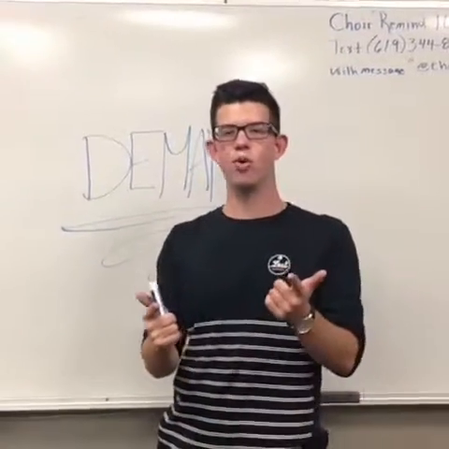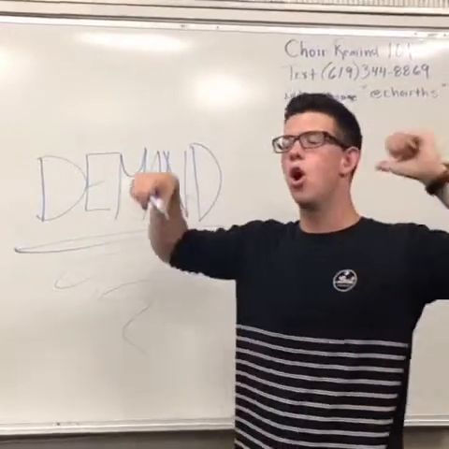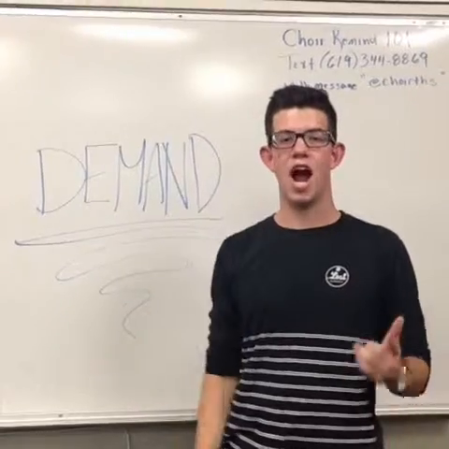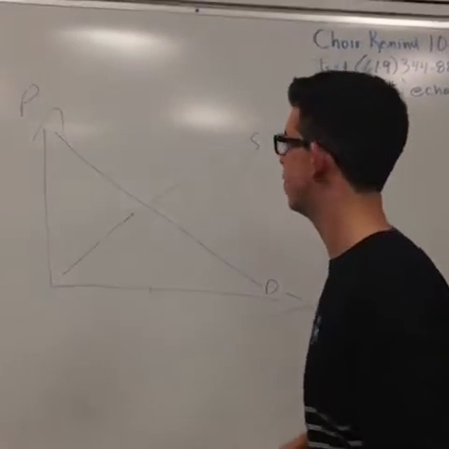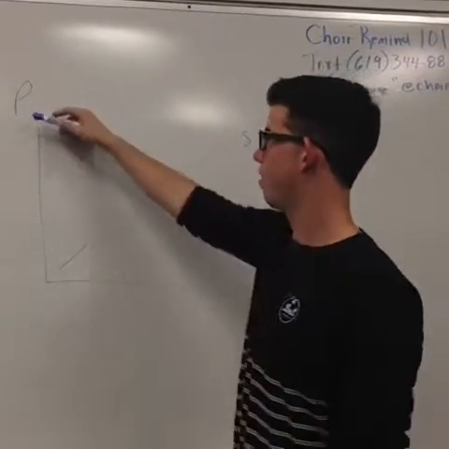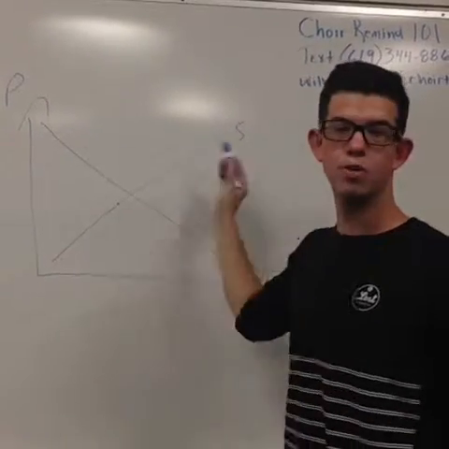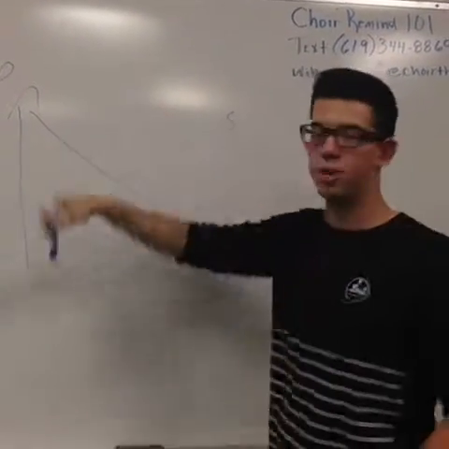Alright, today in this video we're going to be covering the factors that will either increase or decrease demand. So this is our supply and demand graph. This is how we demonstrate supply and demand. We have our price, quantity. This line right here represents our supply. This line right here is going to be our demand.